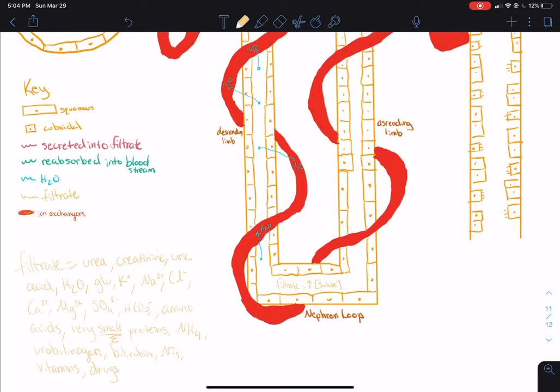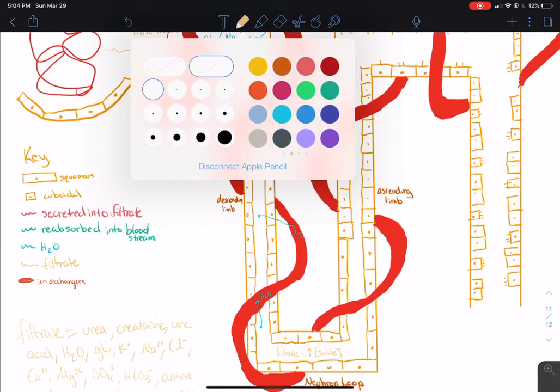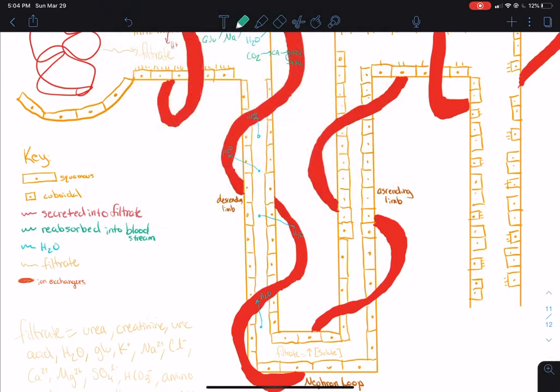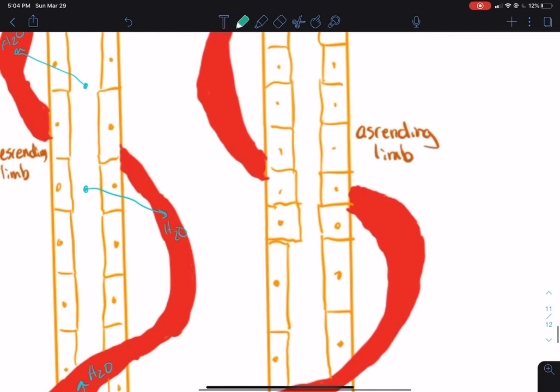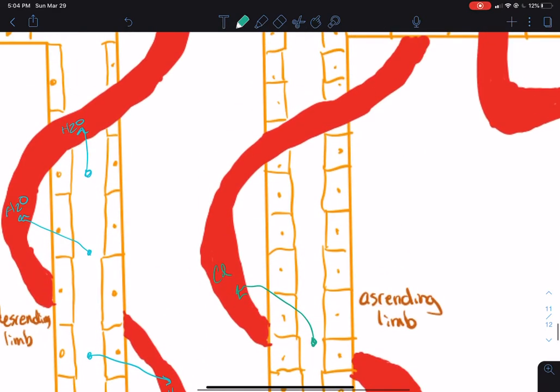Okay, so now we go through the ascending limb. I still have some simple squamous epithelium, but then I convert into cuboidal epithelium. And here, we're going to be reabsorbing substances, and those two ions are going to be sodium and chloride. So sodium ions, chloride ions. And we do a relatively good job of this. We don't get rid of all of it, but we definitely want to hold on to it as much as possible.